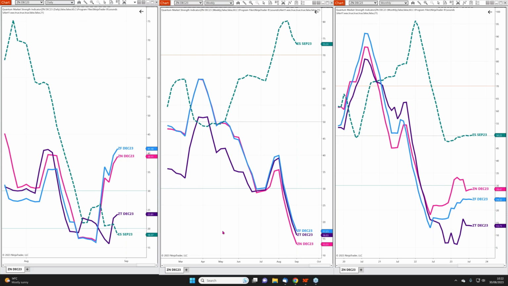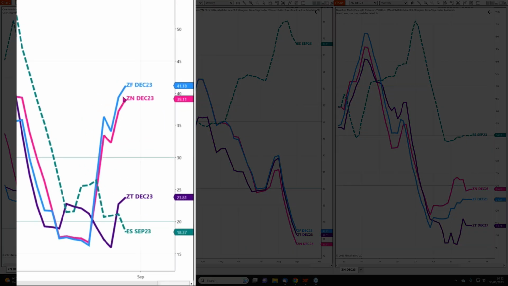Now, what's interesting at the moment in terms of the daily, the dash line, I've just created as a dash line the S&P to make it more demonstrable, so you can see it very clearly. And we have our three bonds down here.